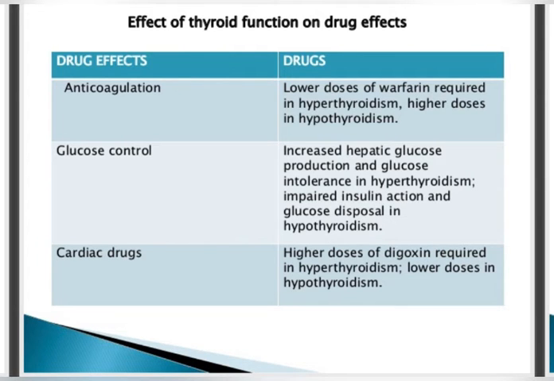Anticoagulant drugs: lower doses of warfarin are required in hyperthyroidism, high doses in hypothyroidism. Glucose control: increased hepatic glucose production and glucose intolerance in hyperthyroidism, impaired insulin action and glucose disposal in hypothyroidism. Cardiac drugs: high doses of digoxin are required in hyperthyroidism, low doses in hypothyroidism.